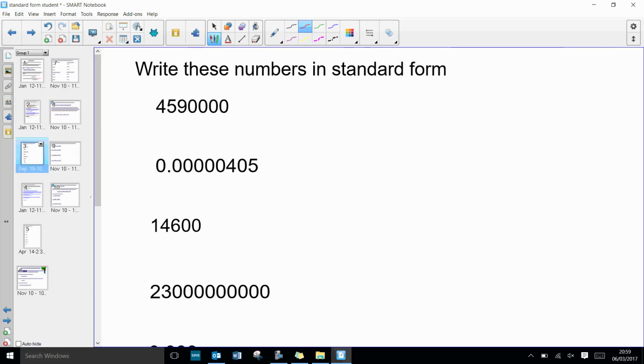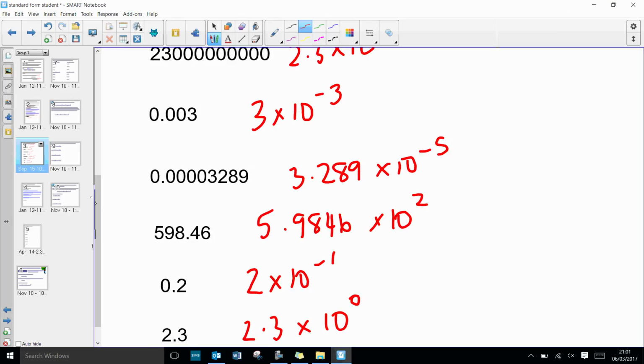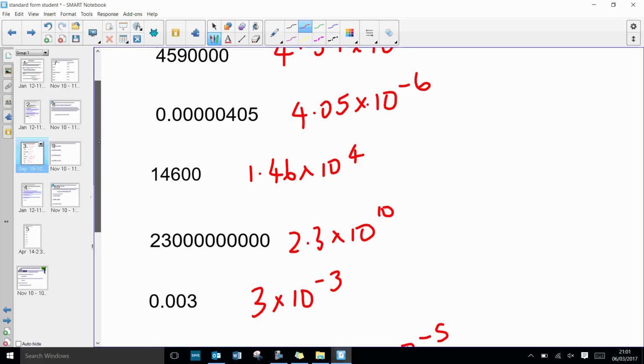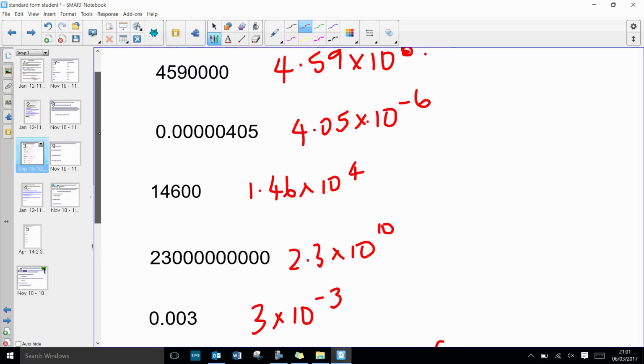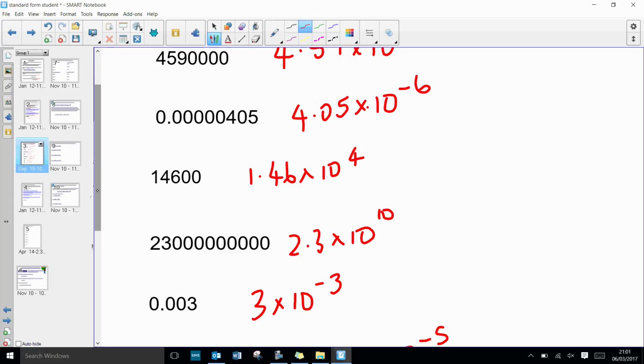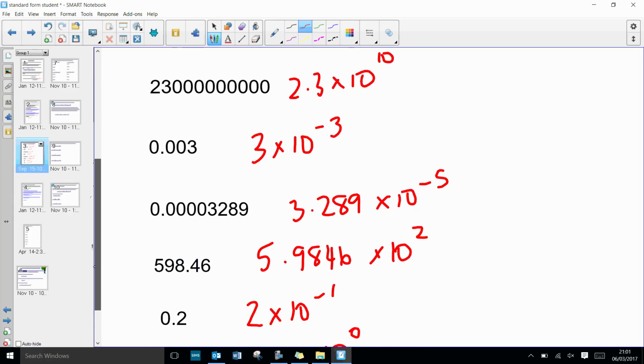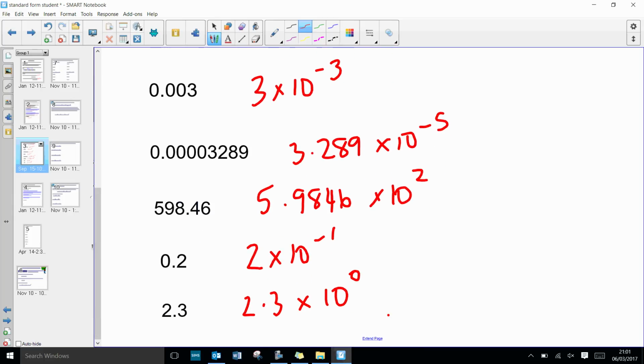Here's some examples here. Pause the video, have a go at these, and check that you're right afterwards. The last one I should point out is a sneaky one. Be careful with that. Okay, so these are the answers. And as I said, this last one was sneaky because it's times 10 to the 0. The decimal point didn't move anywhere, so therefore it was a power of 0. But to be in standard form, it needs to have this times 10.